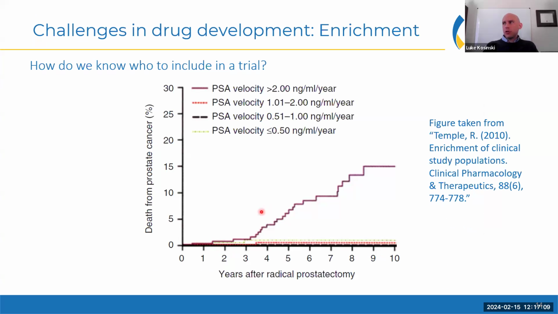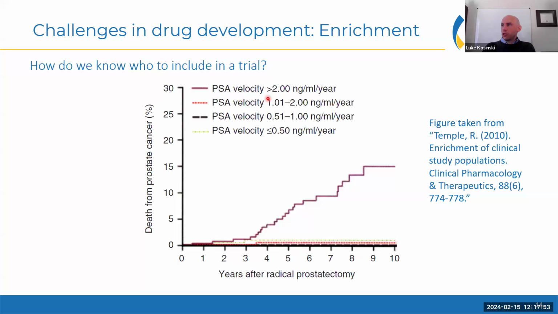And then another major challenge in drug development is enrichment. How do we know who to include in a trial? This is a figure from a paper from 2010 looking at deaths from prostate cancer on this y-axis over years. One thing that's notable here is these are different biomarkers. This is a biomarker of your risk of death from prostate cancer, which is called PSA velocity. The important thing to note here is that if we were to enrich on the wrong patient population, by that I mean selecting the patients to include in the trial, so which patients we include, and we include a bunch of patients who have less than 2 nanograms per milliliter per year, we might not expect to see many deaths at all. In fact, there may not be enough deaths to discern between a treatment group and a control group.